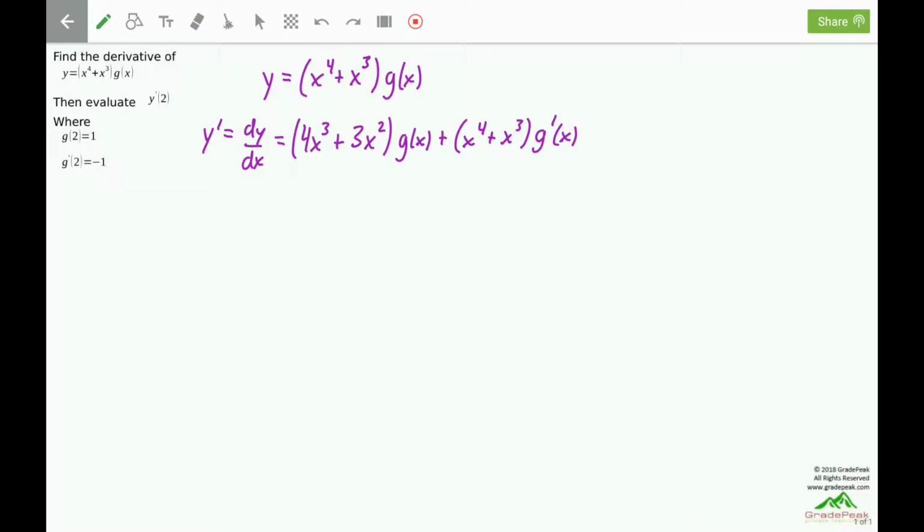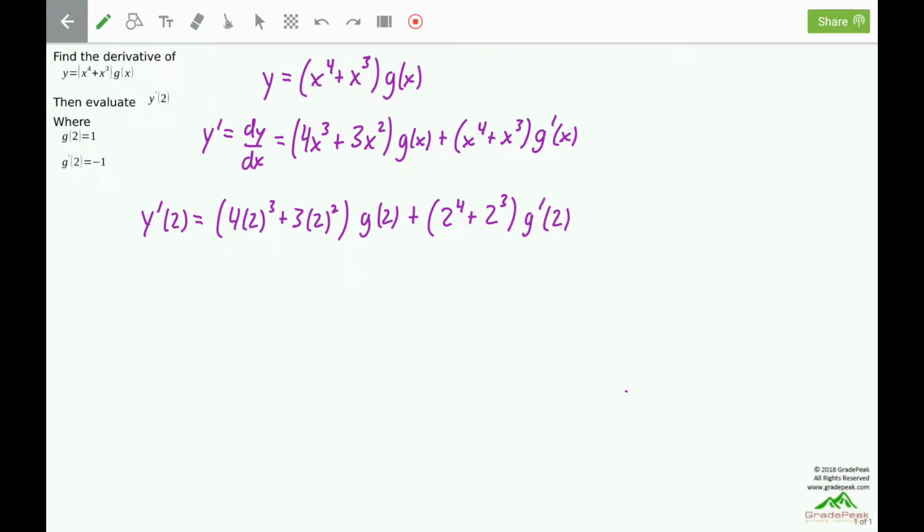The next thing to do is to evaluate y prime of 2. Y prime of 2 means to plug a 2 in for each of the x's. So we will have 4 times 2 cubed plus 3 times 2 squared, times g of 2, plus 2 to the fourth plus 2 cubed, times g prime of 2.